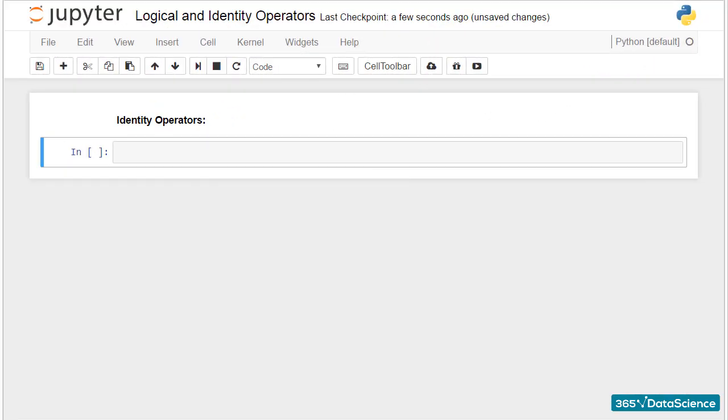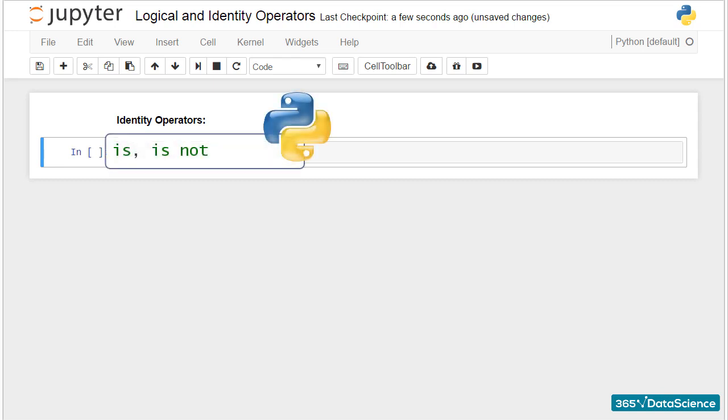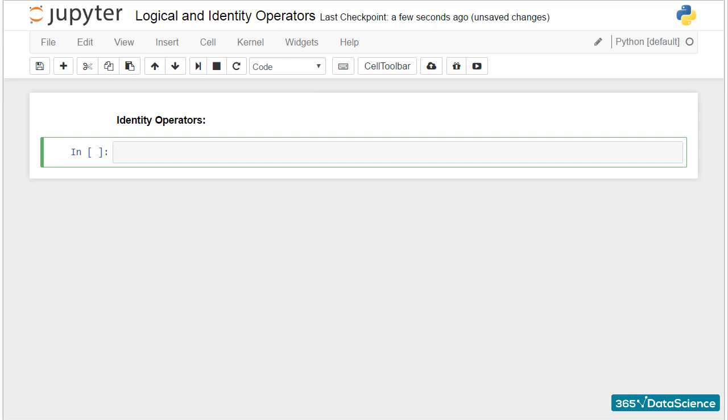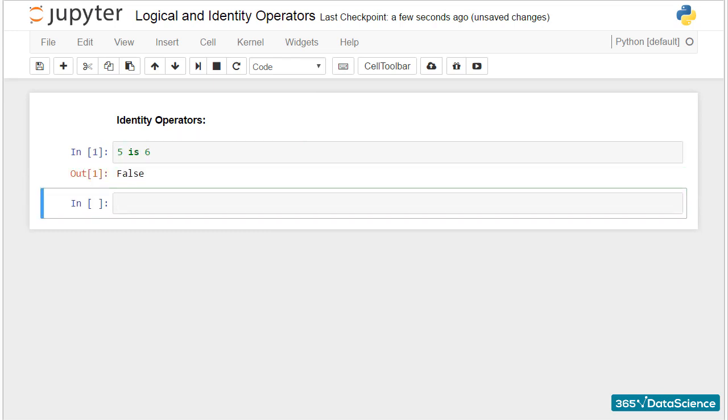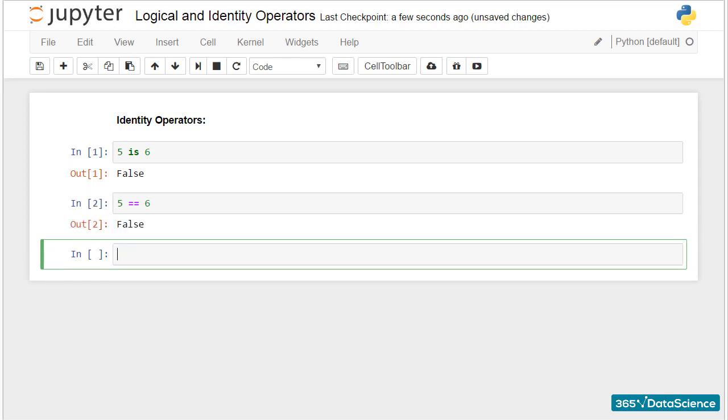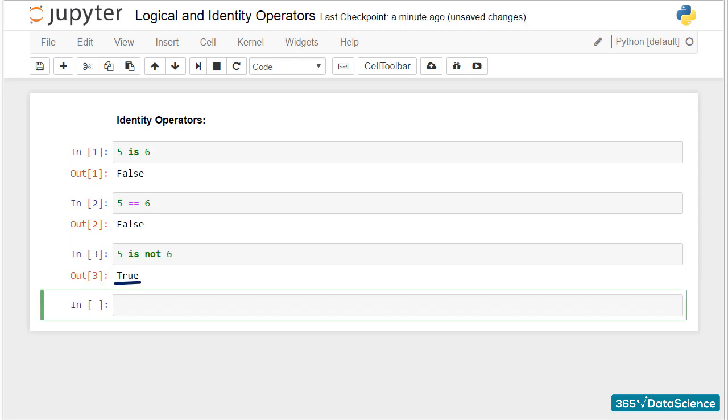Let's see what identity operators are about. The identity operators are the words is and is not. They function similar to the double equality sign and the exclamation mark and equality sign we saw earlier. Let's illustrate their application with the following examples. If we say 5 is 6, we'll immediately understand it is false. The same as if we wrote it like this, with the double equality sign. If we said 5 is not 6, that'd be true. And it will be the same as if we wrote 5 exclamation mark equals 6.